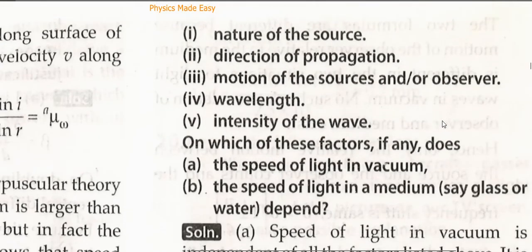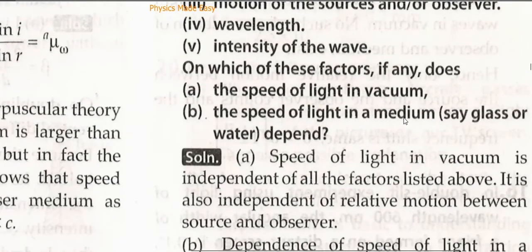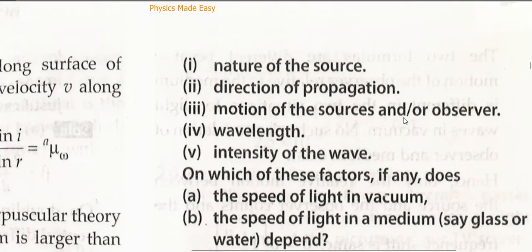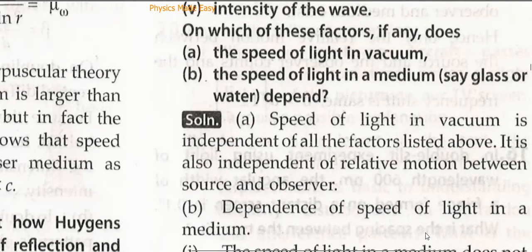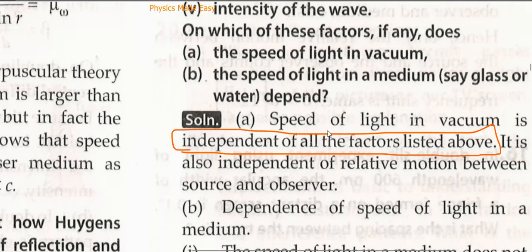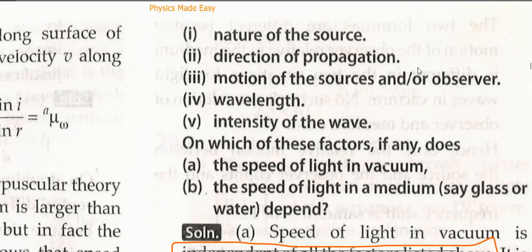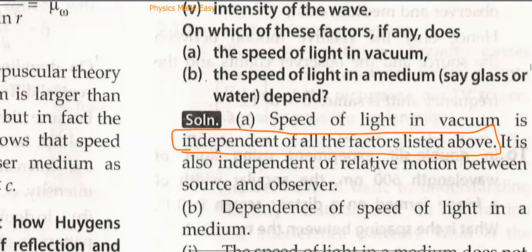Speed of light: nature of source, direction of propagation, motion of source or observer, wavelength, intensity of light. On which of these factors, if any, does speed of light in vacuum depend? Speed of light in vacuum is independent of all the factors listed above. No. Speed of light is independent of all of these.